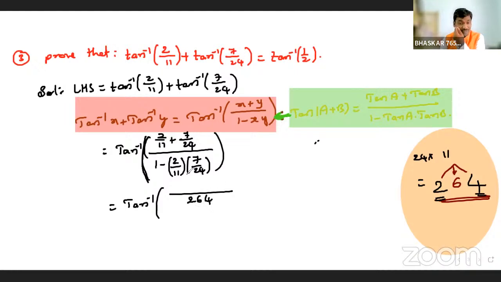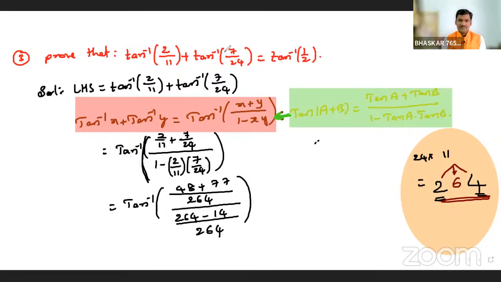Now 24 into 2. What is 24 into 2? 48, plus 11 into 7, that is 77, whole divided by, here 11 and 24, the LCM is 264. 264 into 1 is 264, minus 2 sevens is 14. In both the numerator and denominator we have 264, so we can cancel the 264.